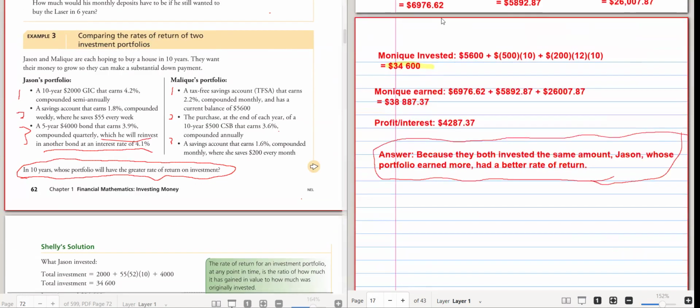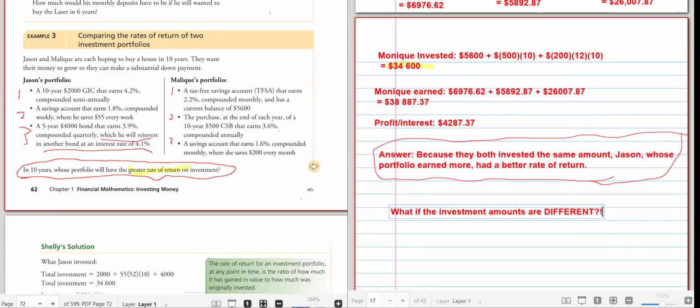So what if the investment amounts are different? How do you solve it then? How do you answer this question? Because this question is not asking who had the most money. It is asking who had the greatest rate of return.